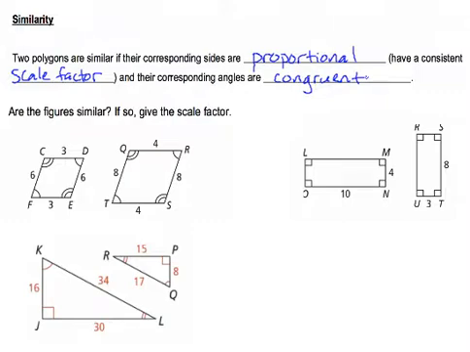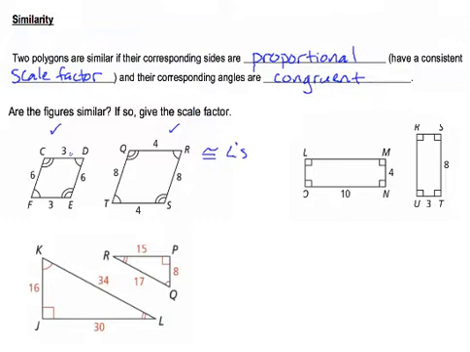So I'm going to look at this quadrilateral and this quadrilateral, and I'm going to check to see, are all the corresponding angles congruent? And the markings here indicate these two are congruent, these two are congruent, angle F and angle T are congruent, and angle E and angle S are also congruent. So we do have congruent angles here, so check mark there. Now I'm going to check all the sides and see if they have the same ratio, or if they have the same scale factor.